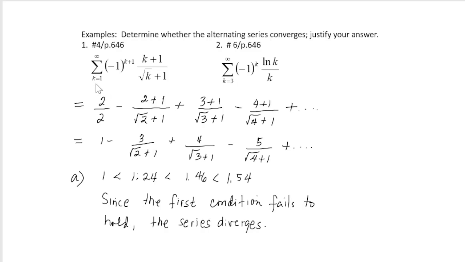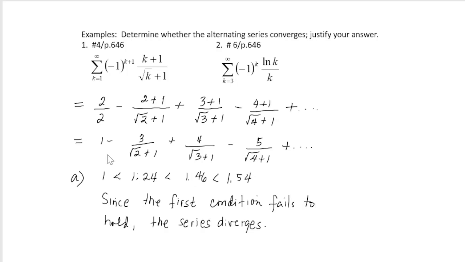Plus, if the value of k is 3, then you have 3 plus 1 is 4, but negative 1 to the fourth is positive. Then you have 3 plus 1 all over square root of 3 plus 1. If k is 4, then 4 plus 1 is 5, and negative 1 to the fifth power is negative. Then you have 4 plus 1 all over square root of 4 plus 1, plus, and so on and so forth. Then simplifying further, 2 over 2 is 1, 2 plus 1 is 3 all over square root of 2 plus 1, plus 3 plus 1 is 4 all over square root of 3 plus 1, minus 4 plus 1 is 5 over square root of 4 is 2 plus 1, so this must be 3.